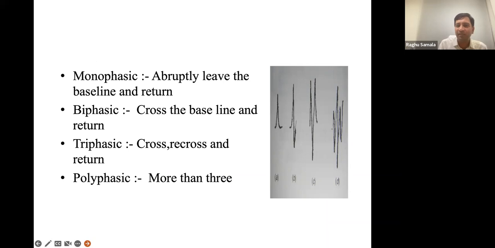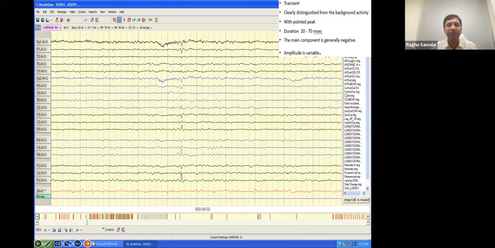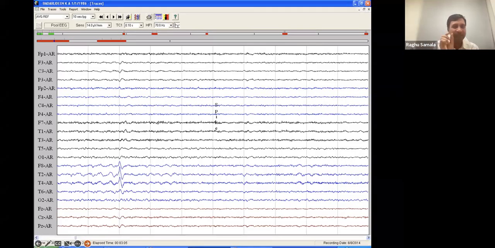And you can see here, in this page you have only one area which is clearly distinguished from the background, and which looks pointed. So these are the spikes. And here also, in this whole page, whichever look a little like they are transient, you can see they are not there everywhere in the page. They are transient, clearly distinguished from the background. They have a pointed tip. And you can see a similar thing here.